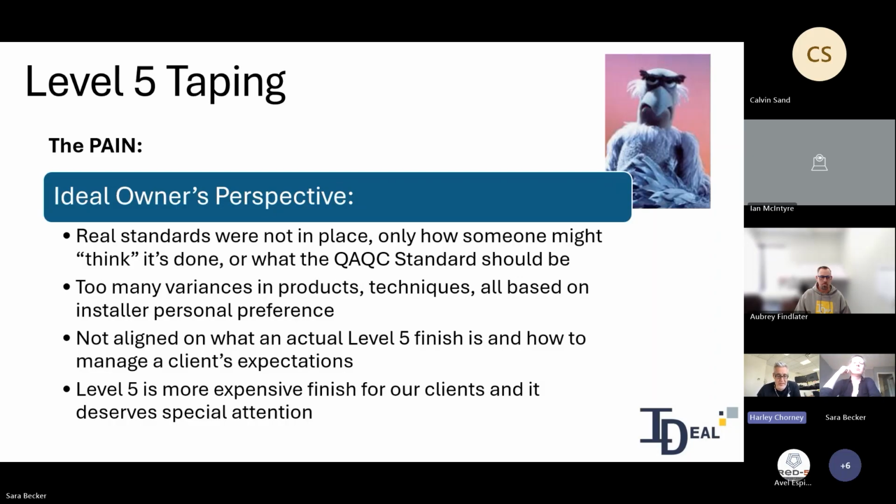And I'll tell you, architects and owners sometimes, and a lot of times, struggle with what that is too. They think they're going to get glass, but it's still drywall. So we weren't aligned there. And it's an add-on, and we want to give the client what they're paying for, so it does deserve the special attention, and we put some work into it, and it was actually a pretty fun project with some interesting outcomes.